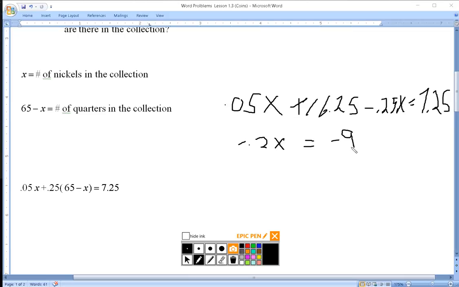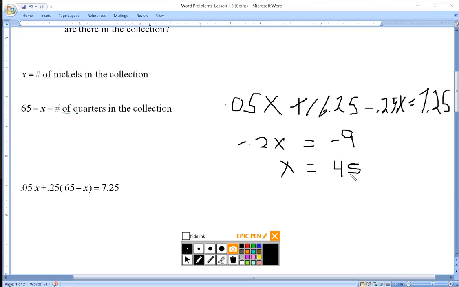Now it's just a matter of dividing both sides by the negative 0.2. So to solve for x, I divide this side by negative 0.2. That cancels that, leaves me with 1x, or just x. And on the other side, negative 9 divided by negative 0.2. Obviously the negatives cancel out, so when I divide by 0.2, this gives me 45. Okay, so x is equal to 45, and that's the number of nickels.